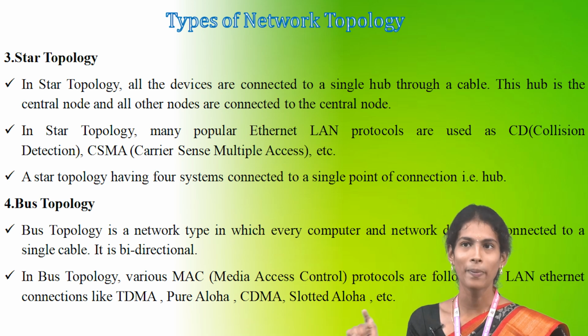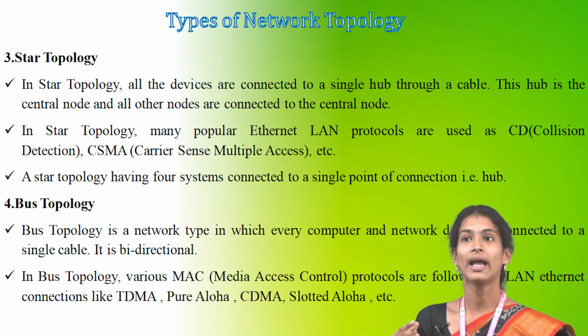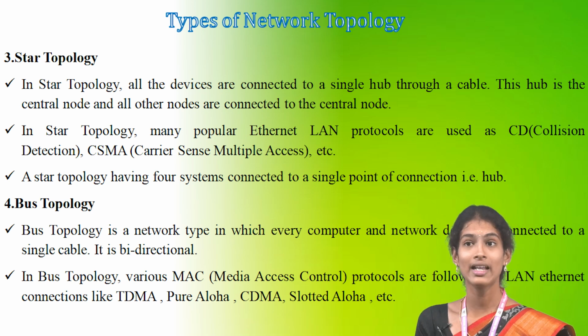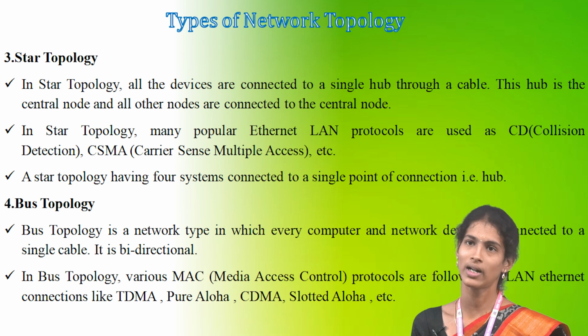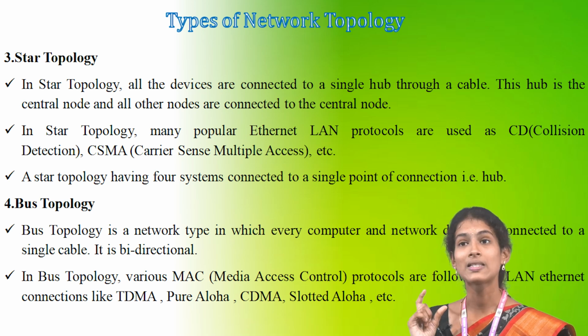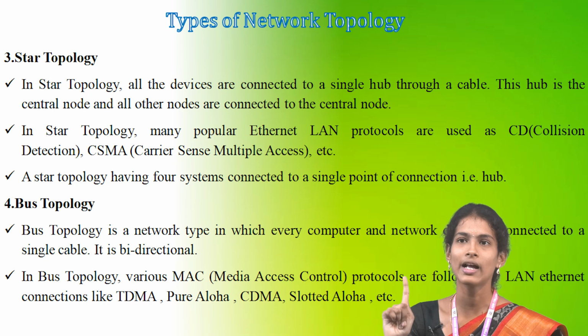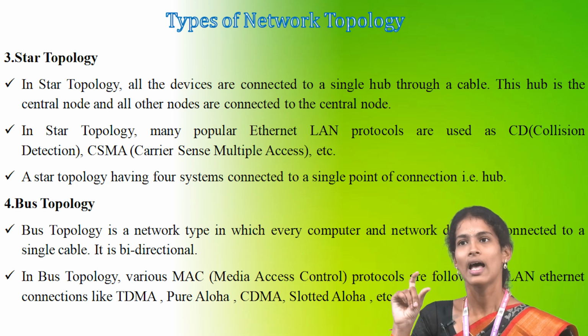In star topology, many popular Ethernet, that is a LAN protocol, are used, such as CSMA/CD, that is collision detection, and CSMA, carrier sense multiple access, etc. A star topology has 4 systems connected to a single point of connection, that is, the hub.